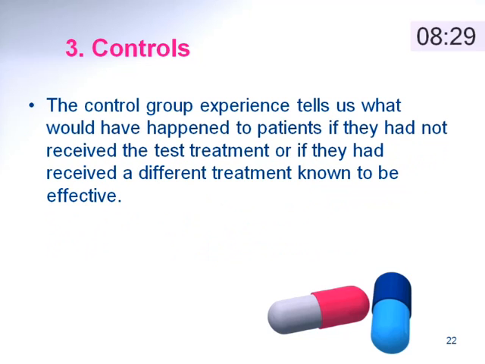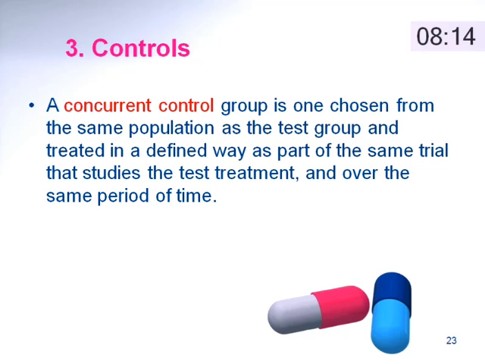So the control group experience tells us what would have happened to patients if they had not received the test treatment, or if they had received a different treatment known to be effective. So I'm going to explain the several kinds of control. A concurrent control group is one chosen from the same population as the test group and treated in a defined way as a part of the same trial that studies the test treatment and over the same period of time.